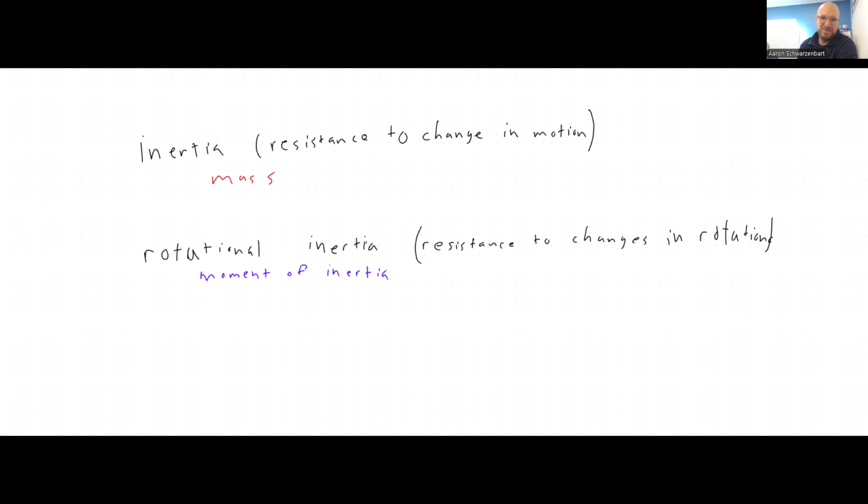This is affected by two things. One of which is mass. Anybody know what the other one might possibly be? When I give you some examples, you'll actually know this. It's the distance the mass is from the center of rotation.